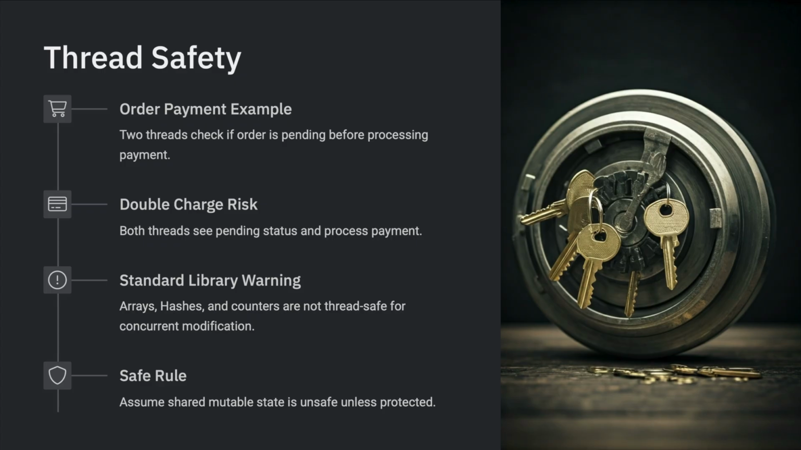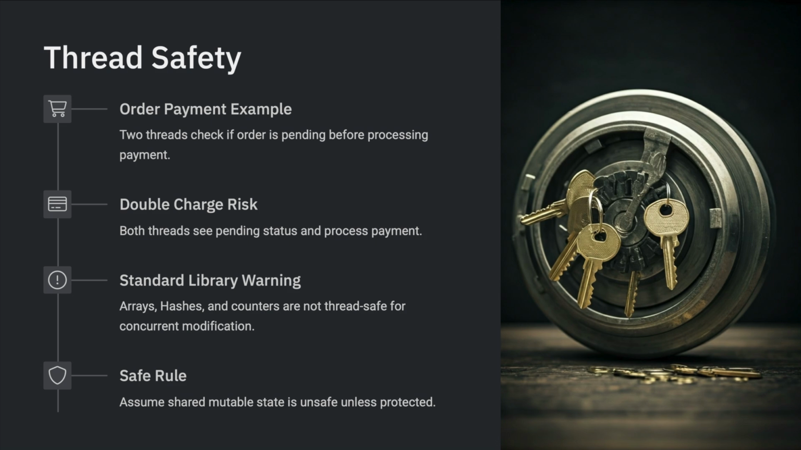Right. So how do we protect it? What's the main tool? The mutex, mutual exclusion. It's basically a lock. Like a bathroom key, only one person in at a time. Exactly like that. You create a mutex object, and then you wrap the code that needs exclusive access, the critical section, inside mutex.synchronize. And how does that work?